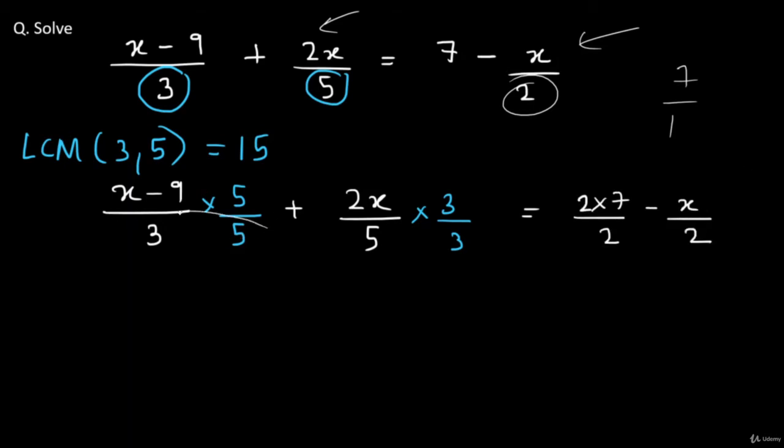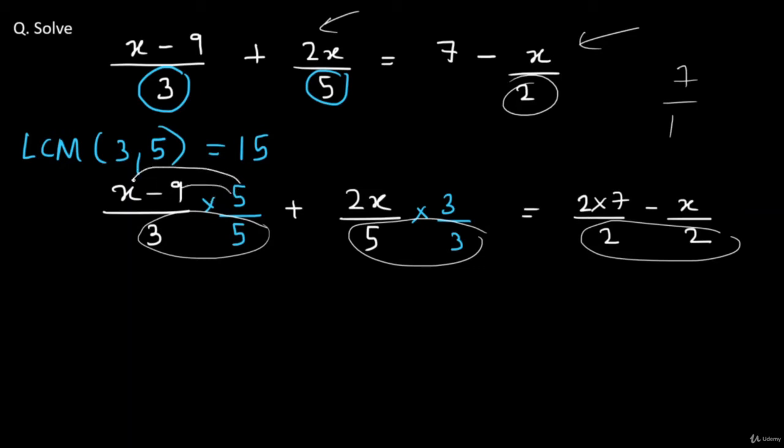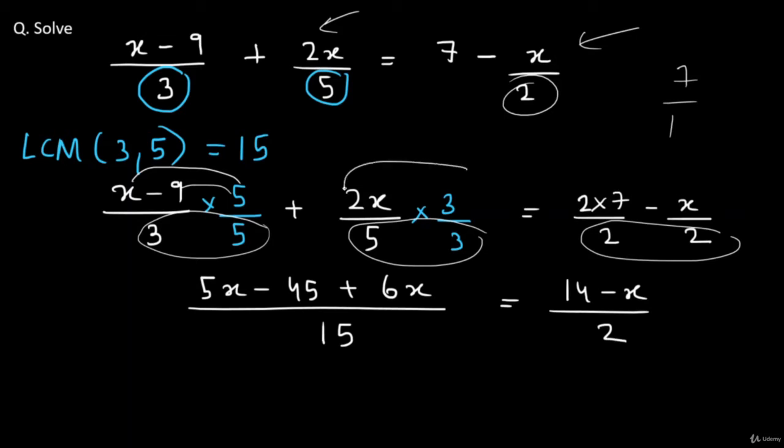Alright, now over here the denominator is 15, and over here the denominator is 2. Let's simplify this. We get 5x − 45, right? By distributing this 5 to x and −9. So we have 5x − 45 + 6x over 15, which is equal to (14 − x)/2. Remember over here we had (x − 9)/3 × 5/5, so when you multiply the numerator by 5, it's the same thing as having a bracket over here and multiplying with 5.